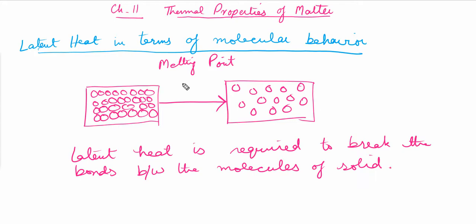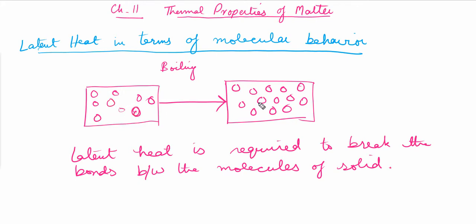Same happens at the boiling point. So at the boiling point, the liquid converts into gas. So let me just erase some molecules and make it look like the liquid. So this is a liquid where the molecules are at moderate distances from each other, and this one is gas where the molecules are quite far from each other.